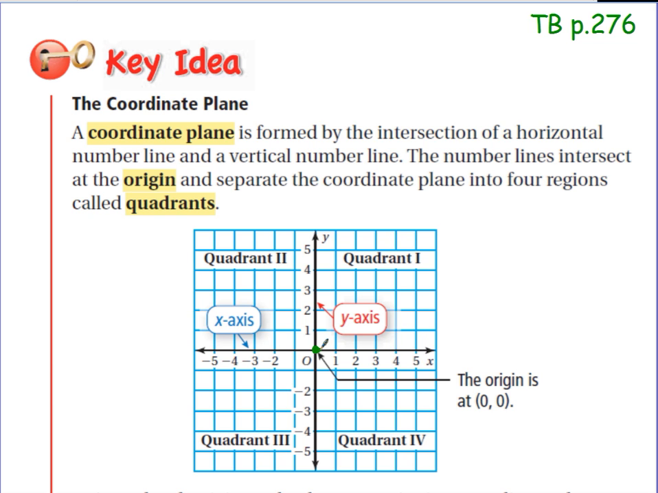The origin and the x and y axis separate the coordinate plane into 4 regions called quadrants. Quadrant 1 is in the upper right corner, and then we go counterclockwise in a circle for quadrant 2, quadrant 3, and then finally quadrant 4 is in the bottom right-hand corner.